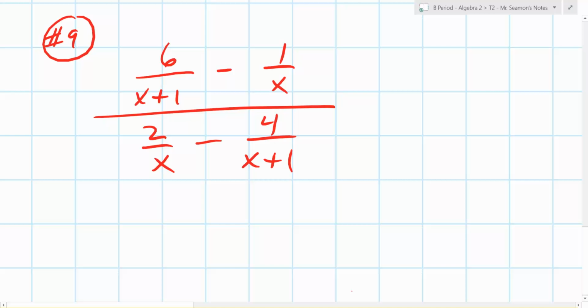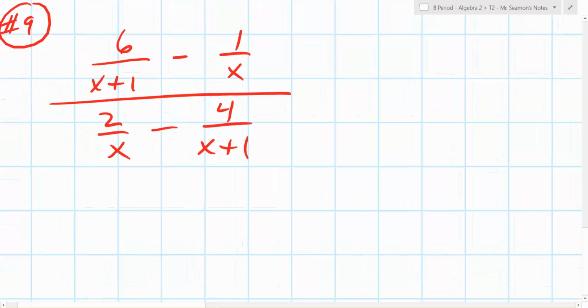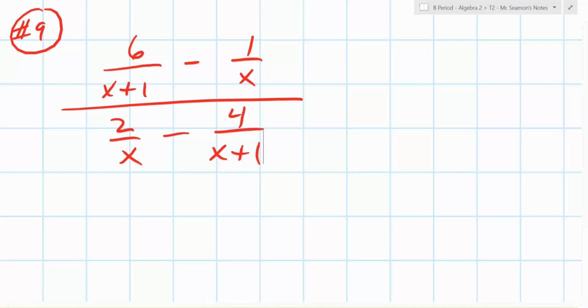Now we're not solving this, right? Because there's no equal sign. We're just simplifying. What kind of fraction is this? It's a complex fraction. Why is it a complex fraction? Fractions in the fraction.